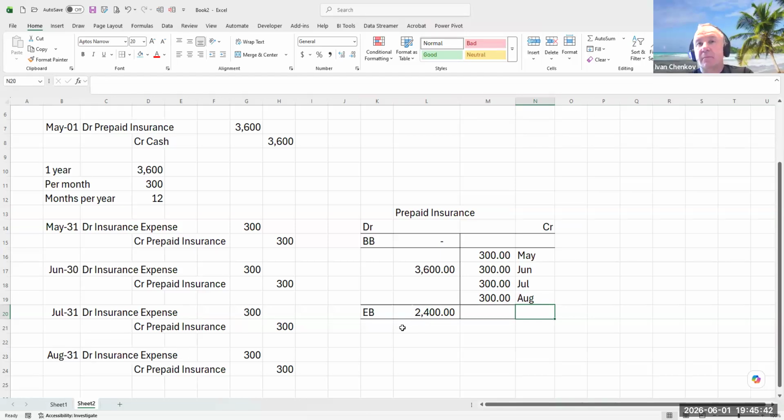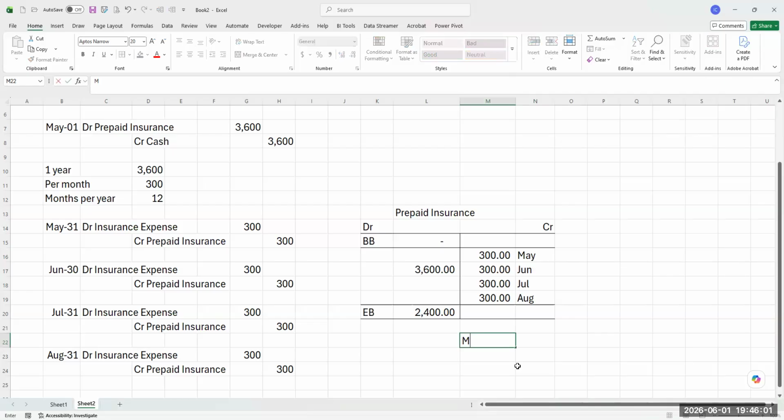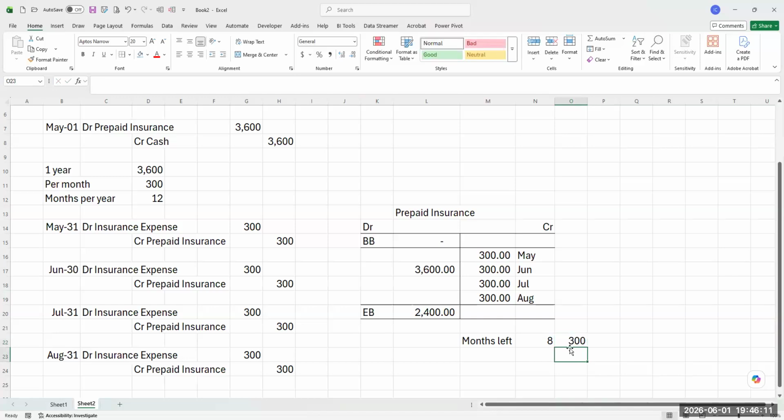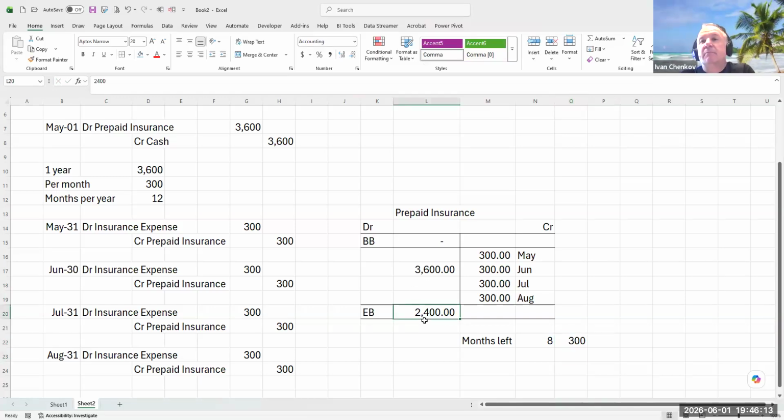Now, how many months have passed? Can you see? At the end of August, 4 months. How many months left? 8. So months left will be 8 months, correct? How much is per month? 300. Do I have 2,400 sitting for me? Yep. So that means I'm correct.